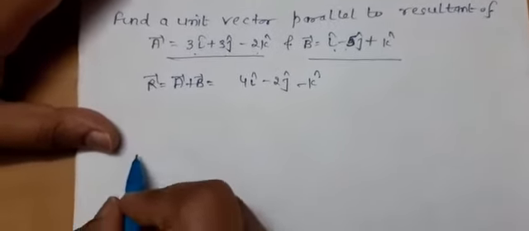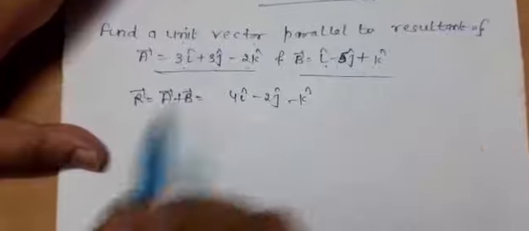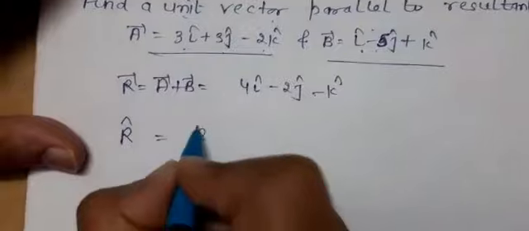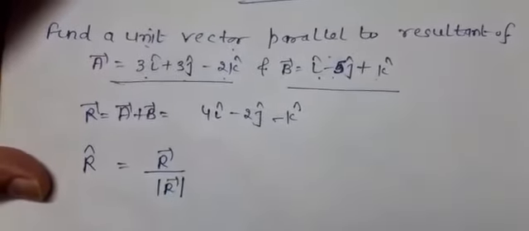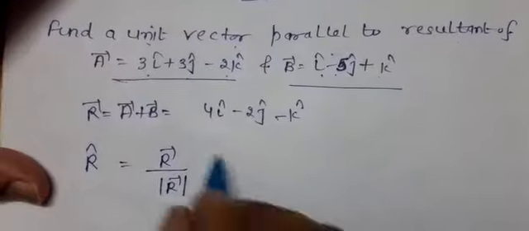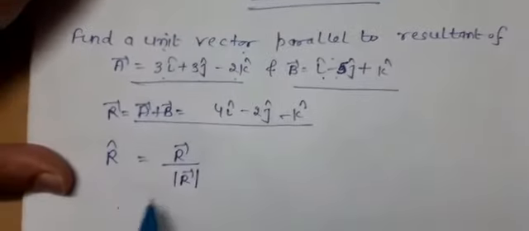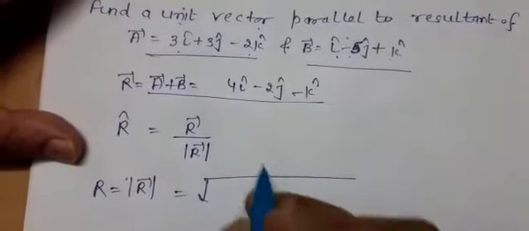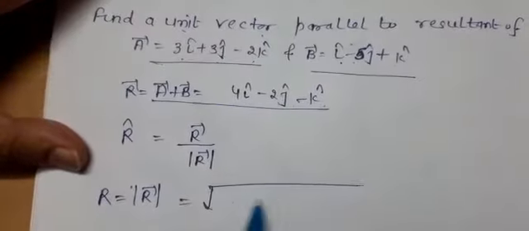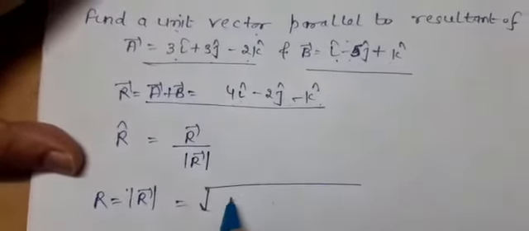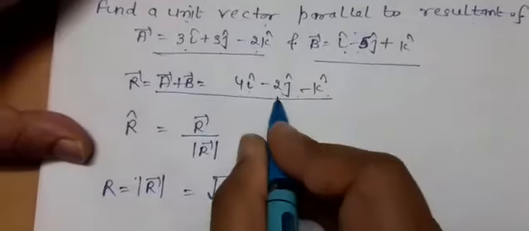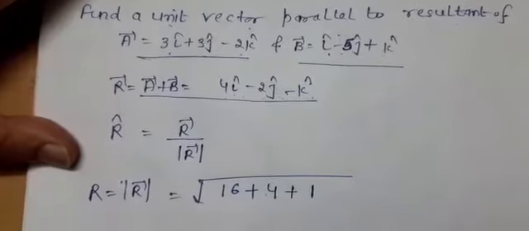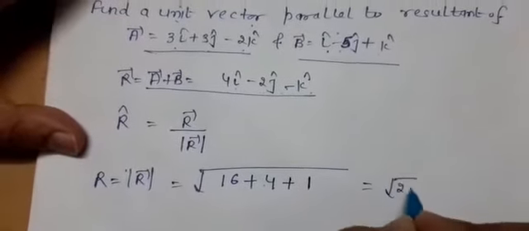Now read the statement again. Unit vector parallel to the resultant of this. That means you have to calculate this unit vector. That is equal to the vector divided by its modulus, magnitude. So here we have calculated this vector. So calculate the modulus, or simply you can write it like this. This can be obtained by taking the coefficients, squaring, adding, and taking the square root. So I coefficient is 4, this is 16, plus j coefficient is minus 2, so it is plus 4, and k coefficient is minus 1, so it will be plus 1. So on solving, it is under root of 21.